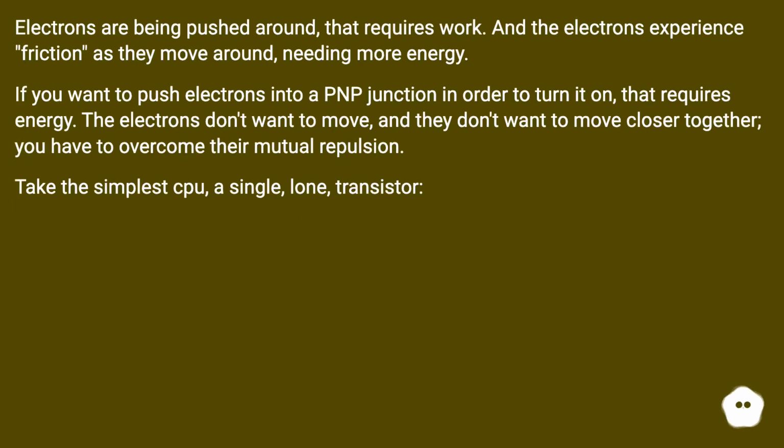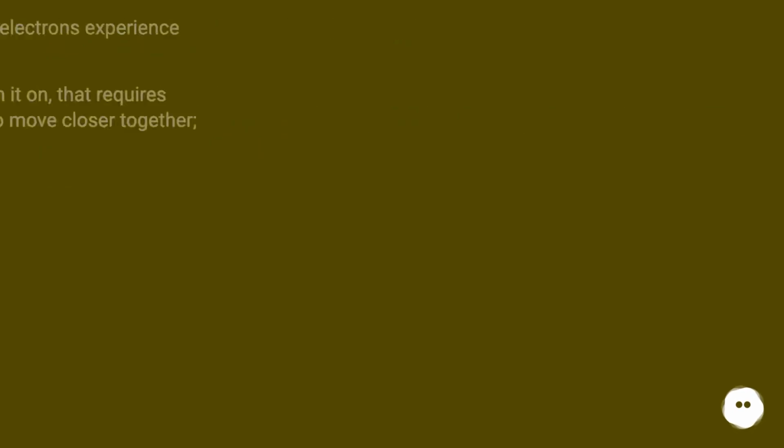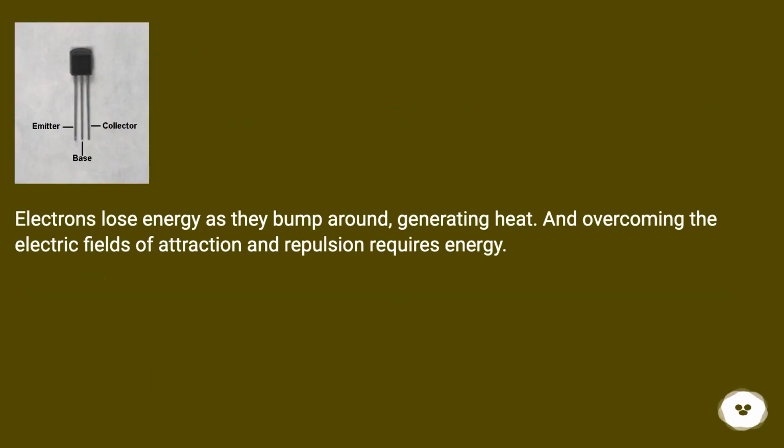Electrons are being pushed around, that requires work. And the electrons experience friction as they move around, needing more energy. If you want to push electrons into a PNP junction in order to turn it on, that requires energy. The electrons don't want to move, and they don't want to move closer together. You have to overcome their mutual repulsion. Take the simplest CPU, a single, lone transistor. Electrons lose energy as they bump around, generating heat.